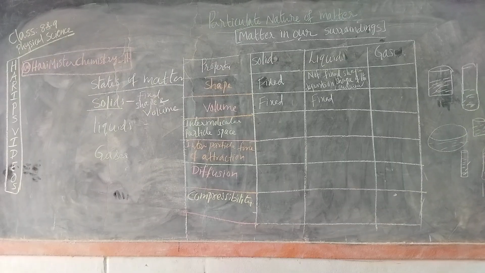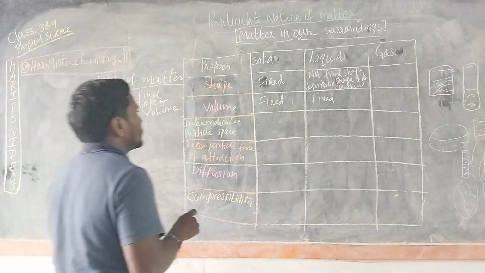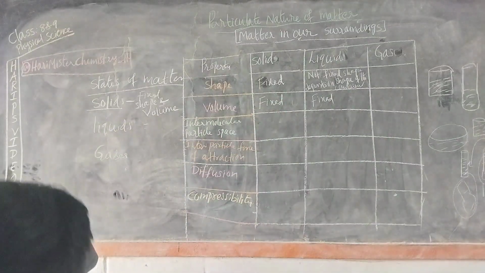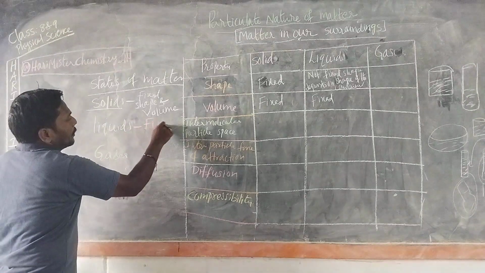If this 1 liter is transferred to another bottle, what is its volume? 1 liter only. If it is transferred to a half liter water bottle, how much? Here 500 ml and here also 500 ml. So no change in the volume. That's why liquids have fixed volume. So finally, we can say that liquids have fixed volume.